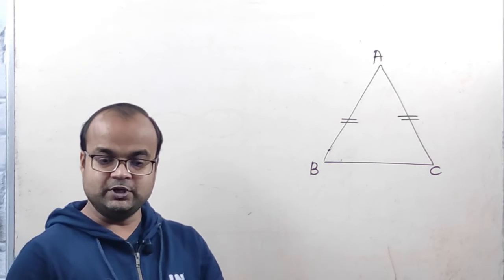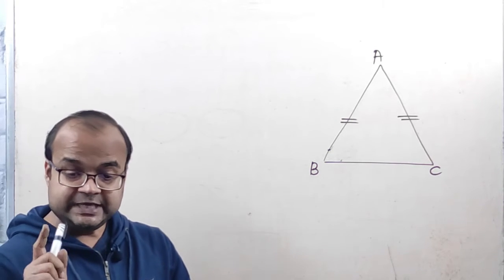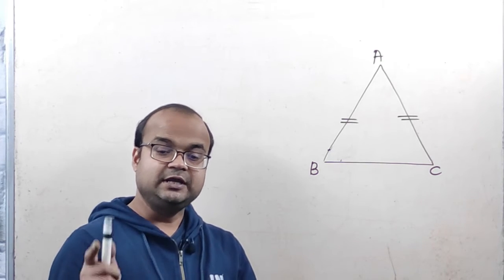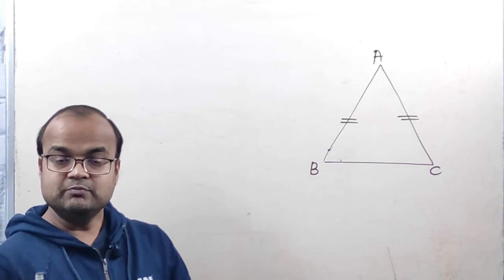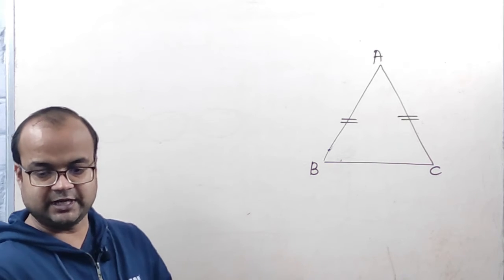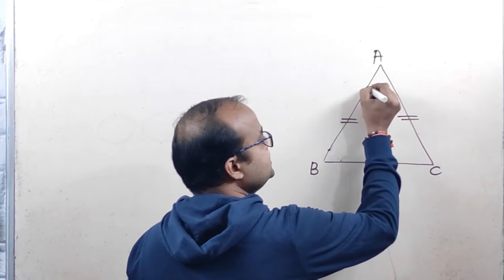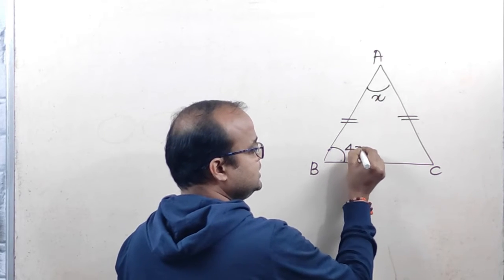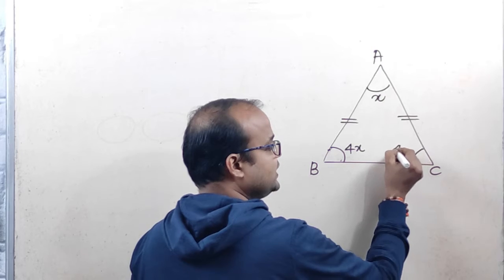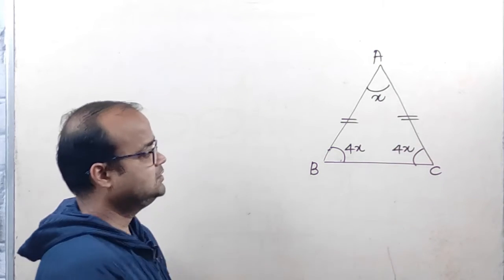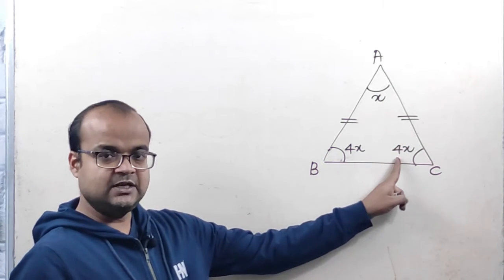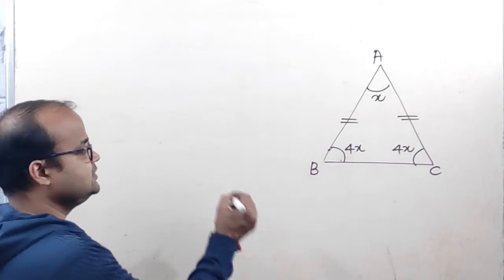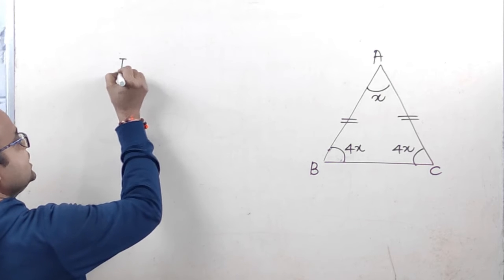Now in the problem it is given that each base angle is 4 times the angle made at the vertex or vertical angle. So if you consider this angle as X, so these two angles equal 4X and 4X. Each base angle is 4 times the angle at the vertex. So we start our problem.